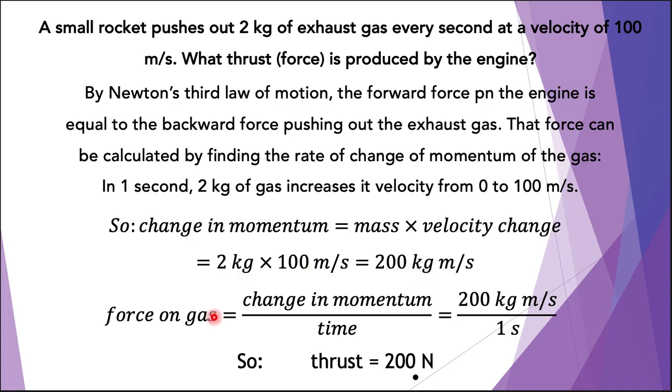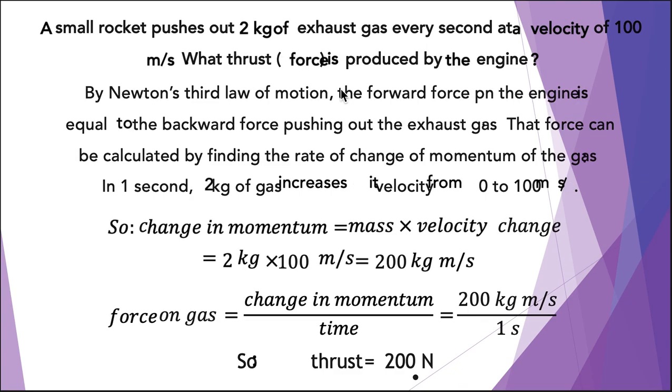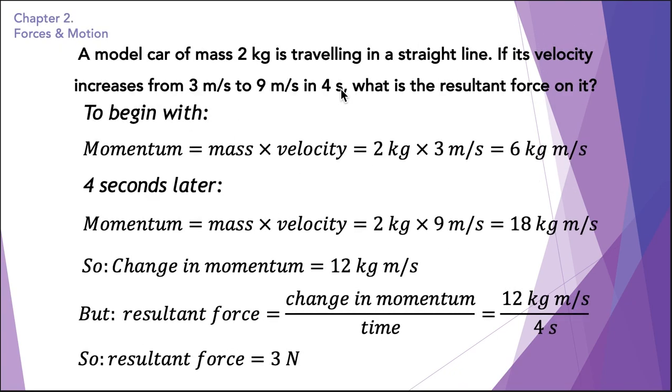Now we again use the equation force is equal to change in momentum upon time to find the force on the engine. So the force on the gas is equal to change in momentum divided by time, and we get 200 divided by 1 second, and we get 200 Newton. So the thrust is equal to 200 Newton. So these two questions, I hope, were very clear to understand. As you saw, these two equations are used in such scenarios.